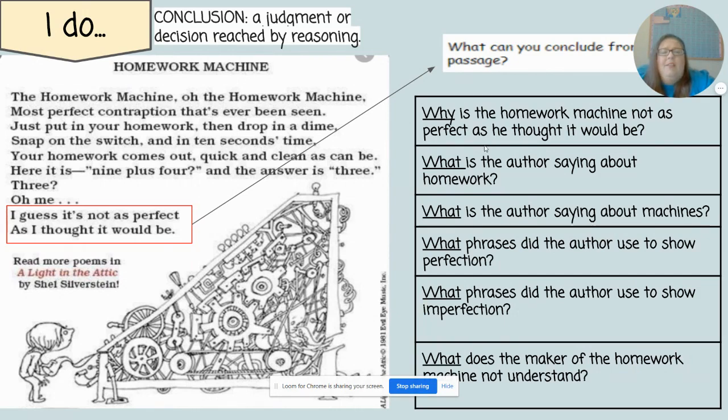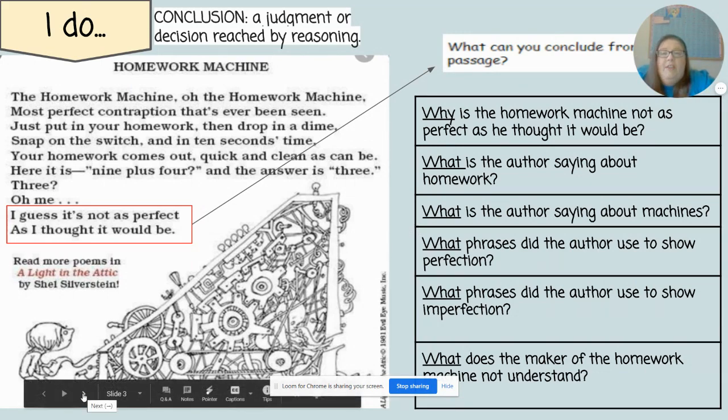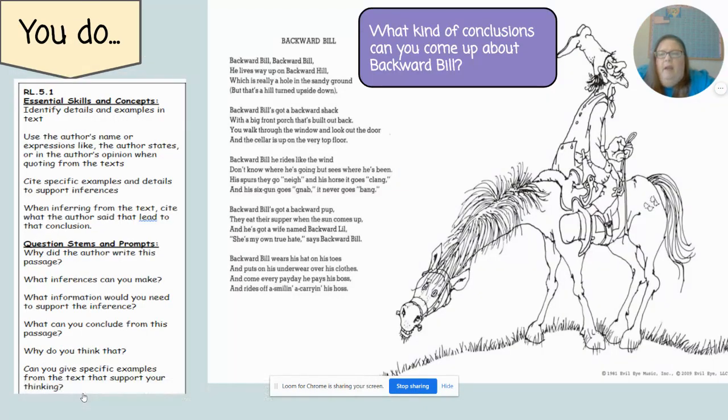Questions that we should be asking are, why is the homework machine not as perfect as he thought it would be? What is the author saying about homework itself? What is the author saying about machines? What phrases did the author use to show perfection? And what phrases did the author use to show imperfection? What does the maker of the homework machine not understand? So those are questions that you can ask yourself to dig deep about such a simple thing as a poem by Shel Silverstein.